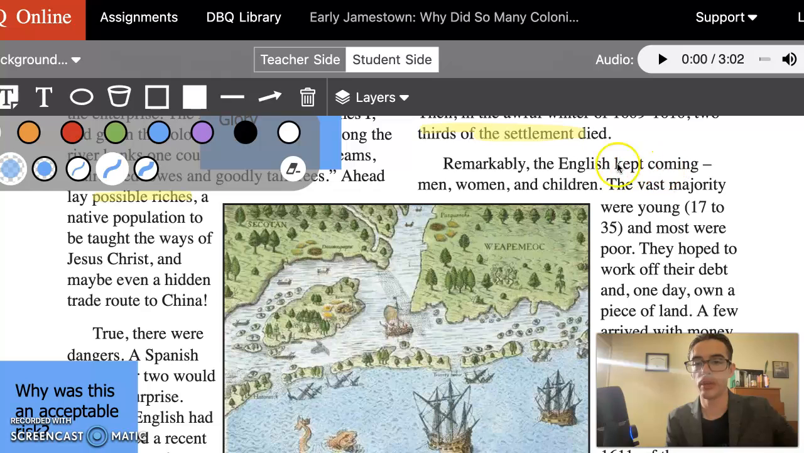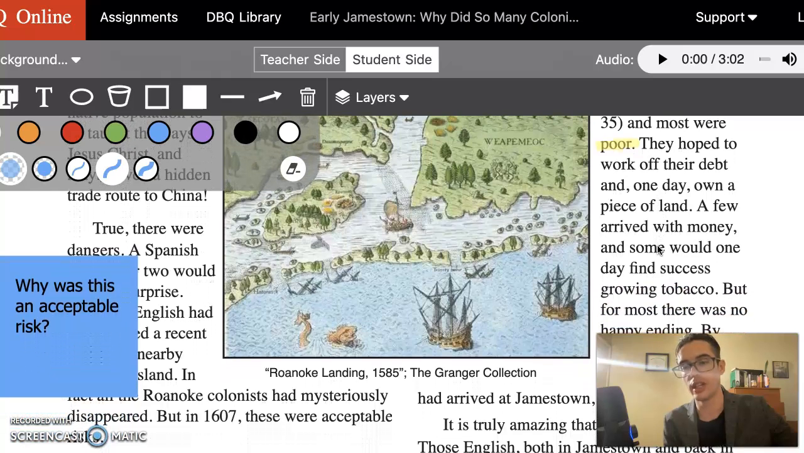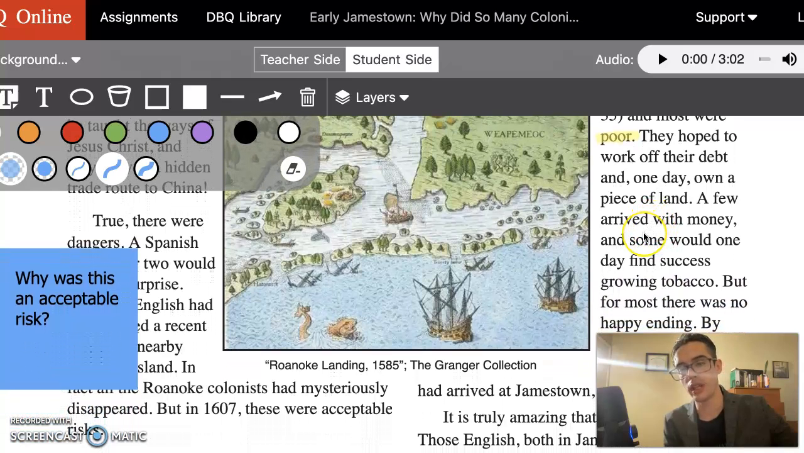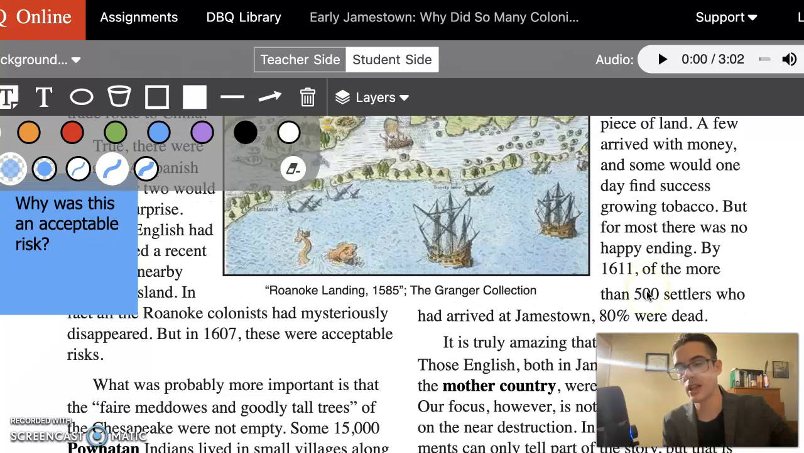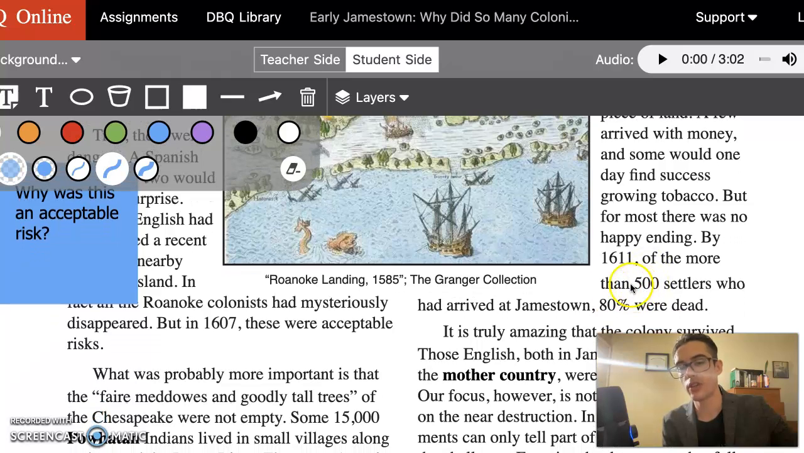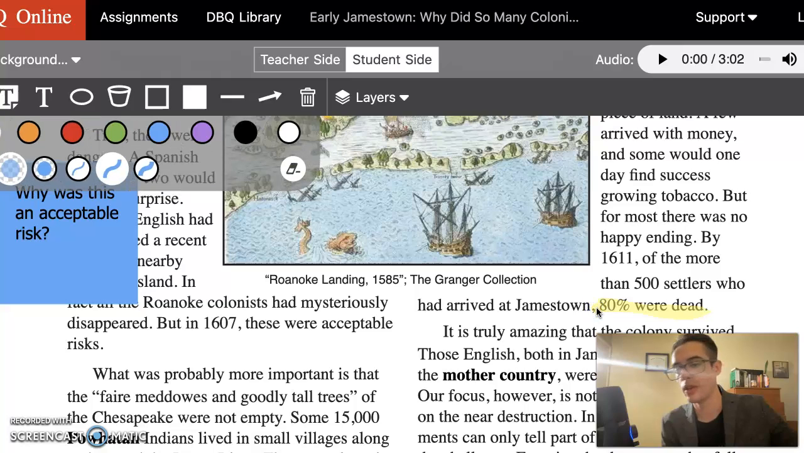Remarkably, the English kept coming, men, women, and children. The vast majority were young, 17 to 35, and most were poor. They hoped to work to pay off their debt and one day own a piece of land. A few arrived with money, and some would one day find success growing tobacco, but for most there were no happy endings. By 1611, of the more than 500 settlers who arrived at Jamestown, 80% were dead. Those of you who are good at math will get bonus points if you can tell me how many people that is.